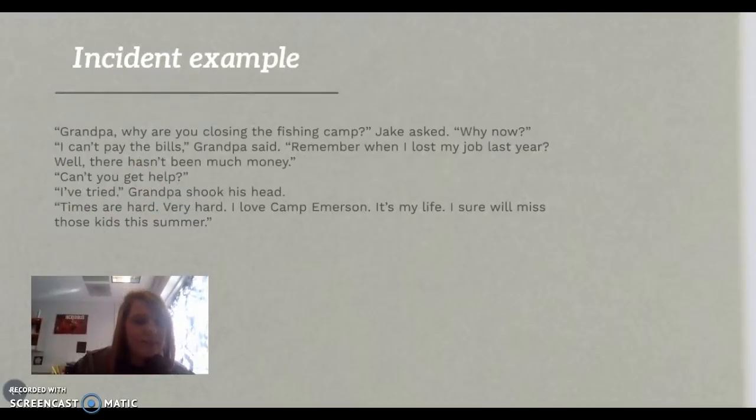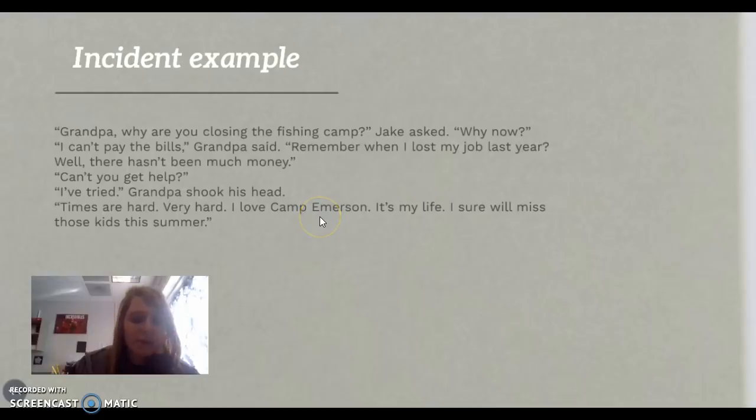This is our beginning. It says, "Grandpa, why are you closing the fishing camp?" Jake asked. "Why now?" "I can't pay the bills," Grandpa said. "Remember when I lost my job last year? Well, there hasn't been much money. Can't you get help?" "I've tried," Grandpa shook his head. "Times are hard, very hard. I love Camp Emerson. It's my life. I sure will miss those kids this summer."